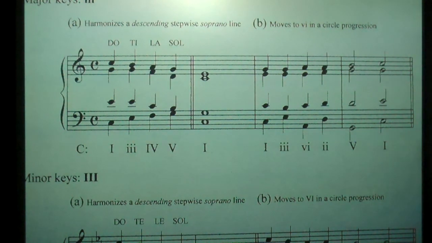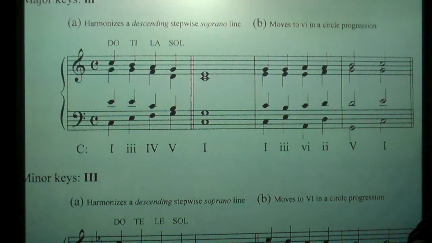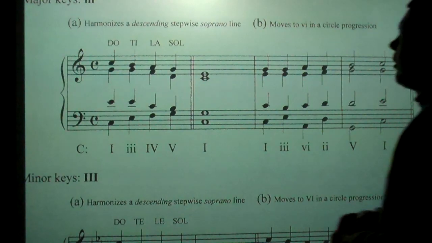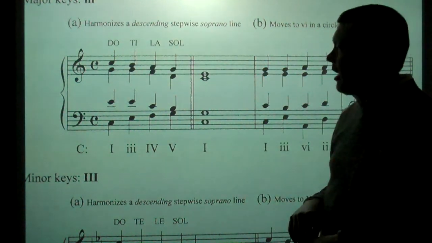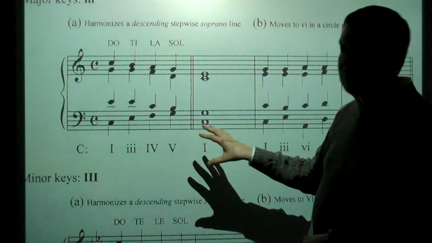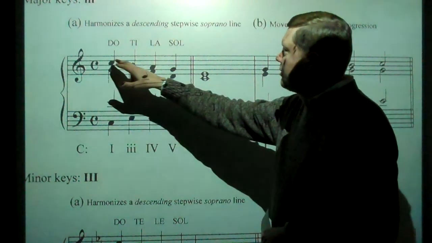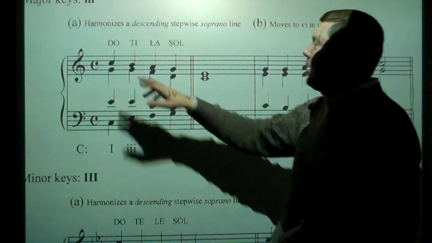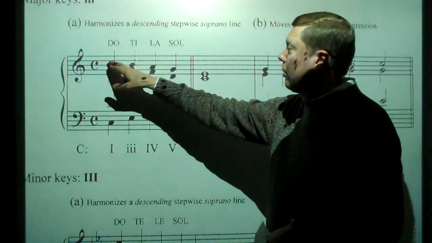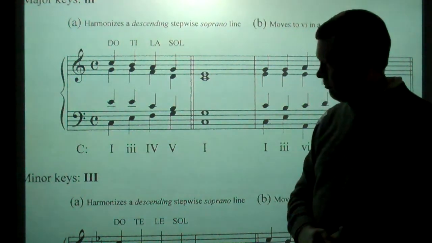So I just finished saying that the 3 chord is used one specific way out of the 2 specific ways it is used. The first specific way is to harmonize a descending stepwise soprano line. And I have a short progression here in the key of C major. And you'll notice that the soprano line, at least in the first measure, is descending and it is stepwise. It starts with the tonic pitch do, and it walks down stepwise, do, ti, la, sol.